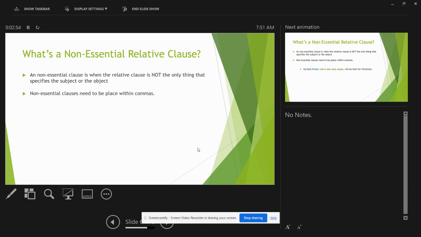Now, punctuation. This is where it affects our writing. Non-essential clauses need to be placed within commas. So, what does it look like? Something like this: my best friend, who is also your cousin, will be here for Christmas. Now the word in blue, that's the thing that's being described or specified. But if we look at it in this sentence, sure, we have a relative clause, the part in green: who is also your cousin.